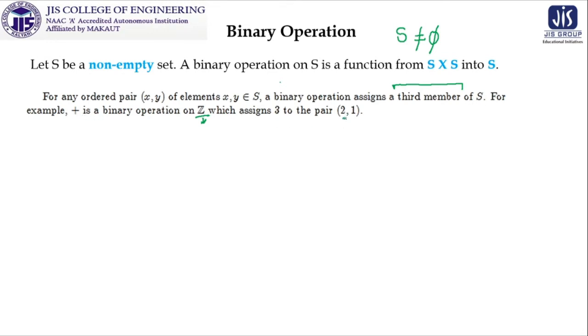You are taking the pair 2 and 1. That 2 is in Z, 1 is in Z. 2 plus 1 is 3. 3 is also in Z. So this indicates that this addition is a binary operation, but it is not proving it. It is merely an example. If you have to prove it, you have to prove it by your logic for the whole set. But now it is in the testing stage in our discussion.